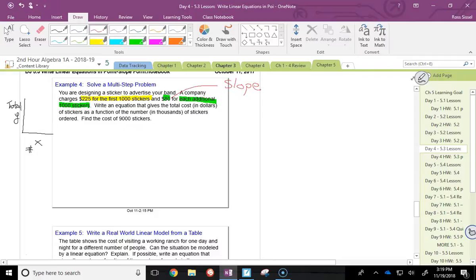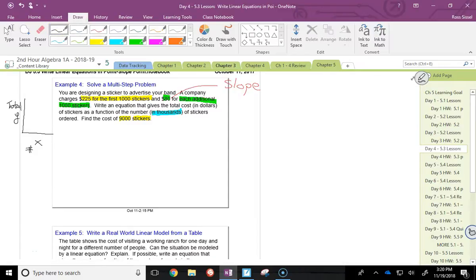Write an equation that gives the total cost in dollars of stickers as a function of the number in thousands. Oh, we got something important here. In thousands of stickers ordered. Okay, so first thing I have to write an equation. Then they want me to solve for 9,000 stickers. Alright, so here's how we're going to look at this one.